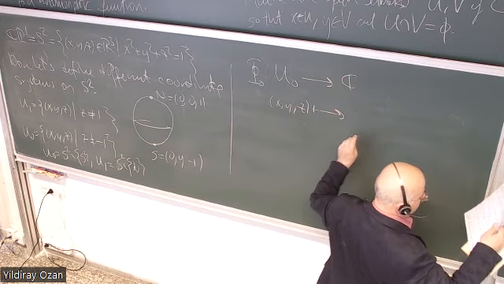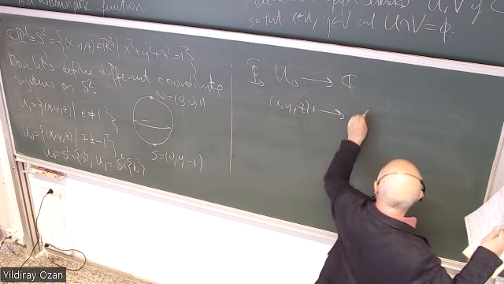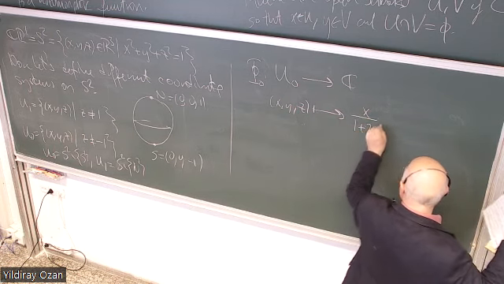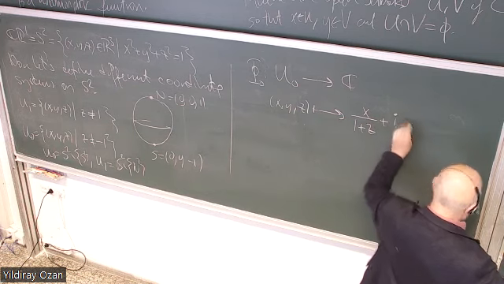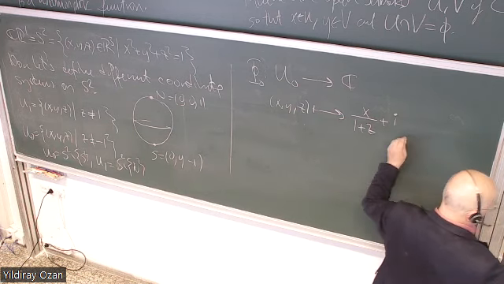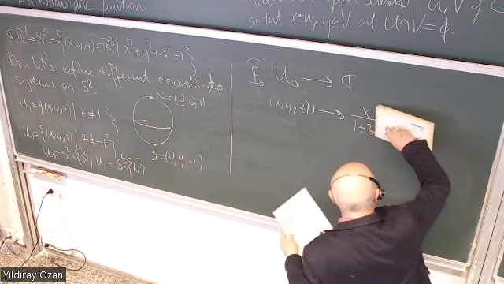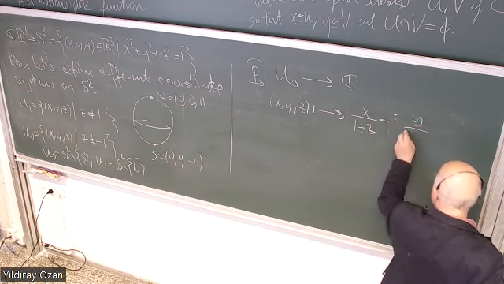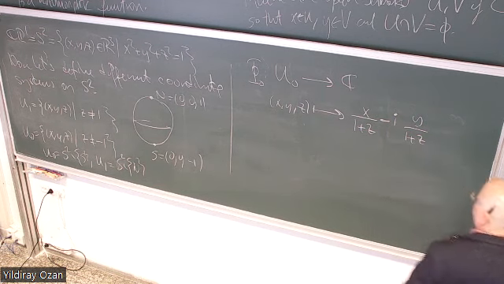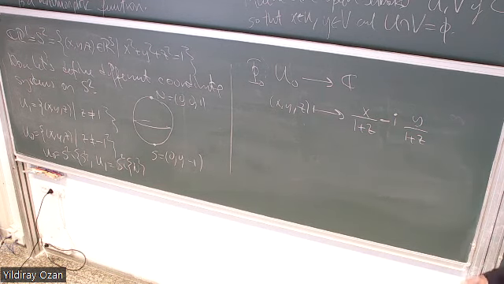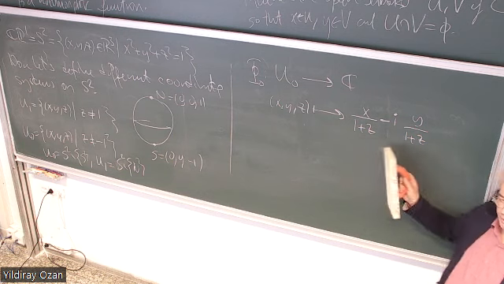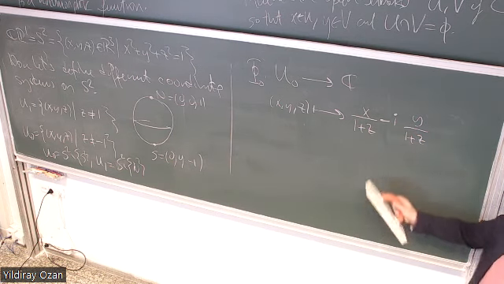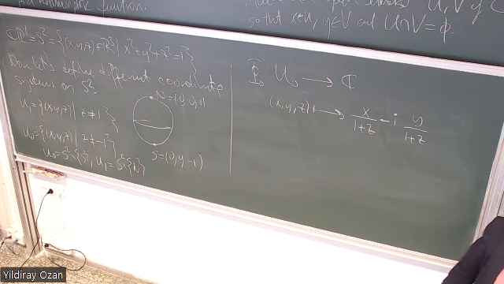Ben size söyleyeyim. X bölü 1 artı Z, eksi I Y bölü 1 artı Z. Şimdi bu complex number, A plus I B. A is X over 1 plus Z.